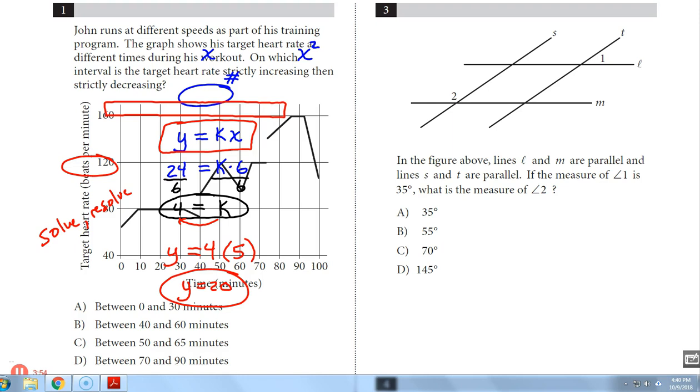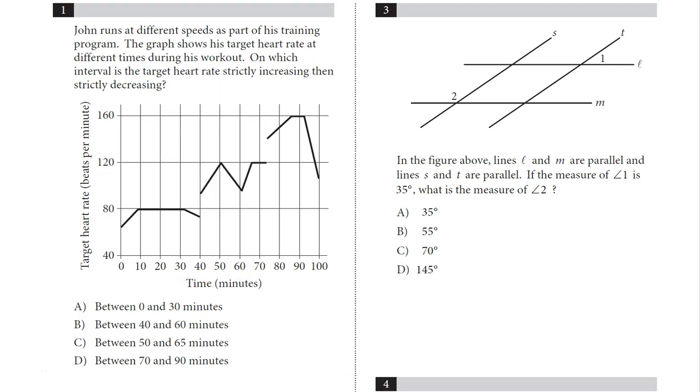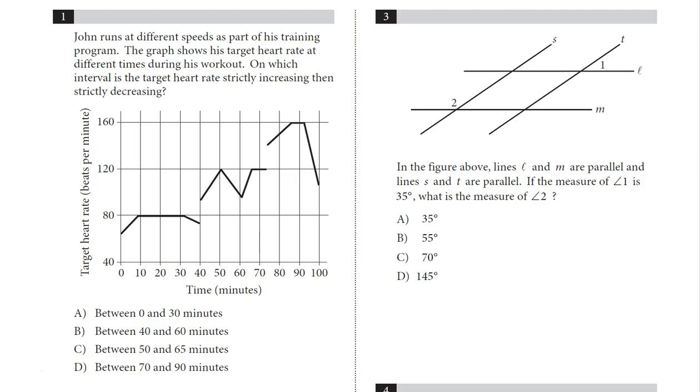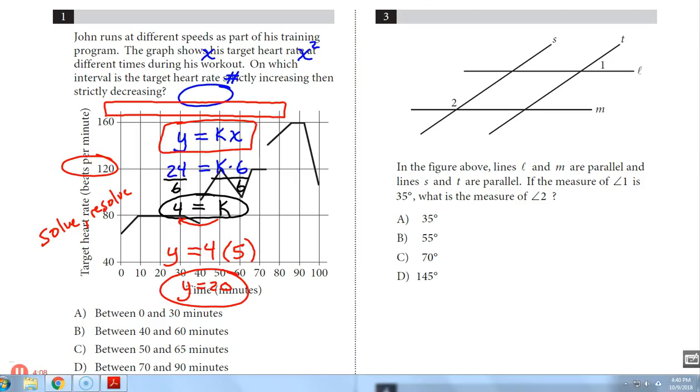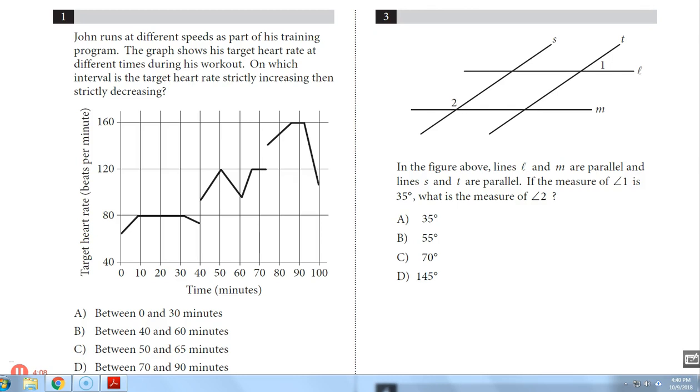So we come over here to number 3. It says in the figure above, lines L and M, so that's these horizontal lines, are parallel. I'm going to mark those as parallel. And the other ones, S and T, are also parallel. Those little arrows just mean that they never cross each other. If the measure of angle 1 is 35 degrees, right up here, we need to figure out the measure of angle 2.